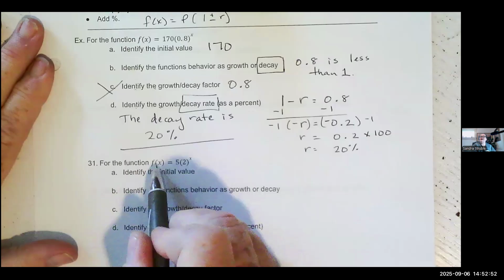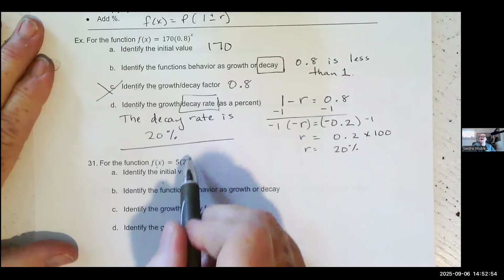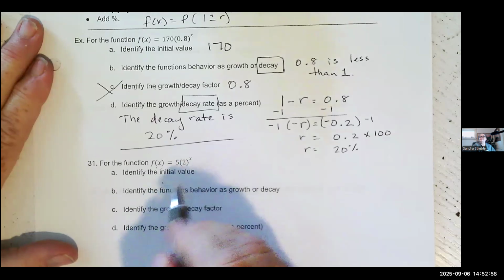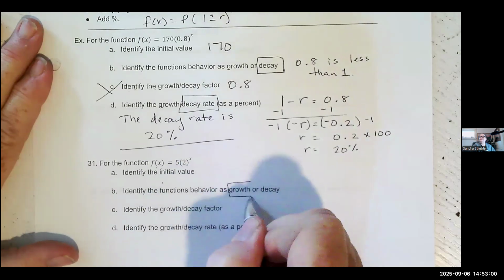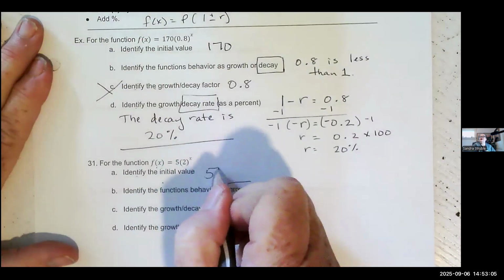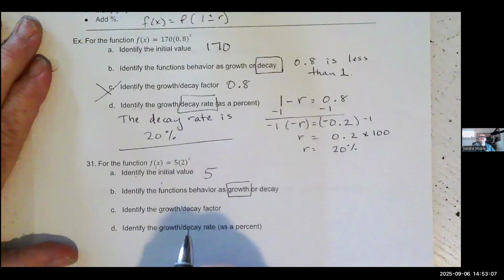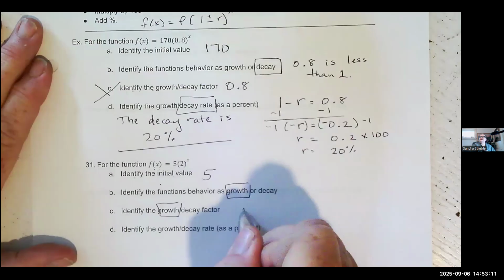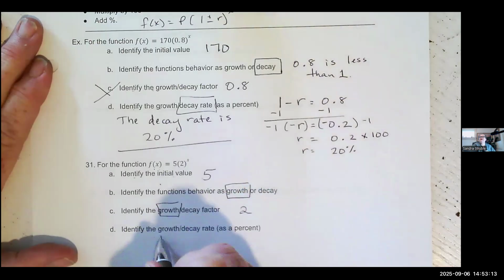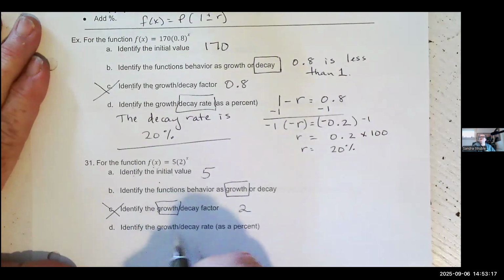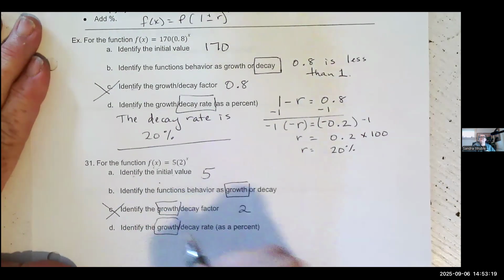For the function f of x is equal to 5 times 2 to the x, well, this 2 is greater than 1, so we have definitely got growth here. All right. The initial value is 5. That's our P. The growth decay factor, it's a growth factor, is 2. Again, not going to be on your exam, but it will be on your homework. And then identify the growth rate, right?